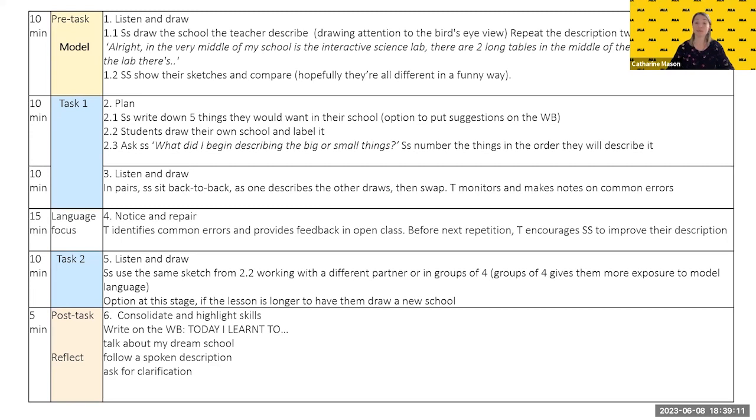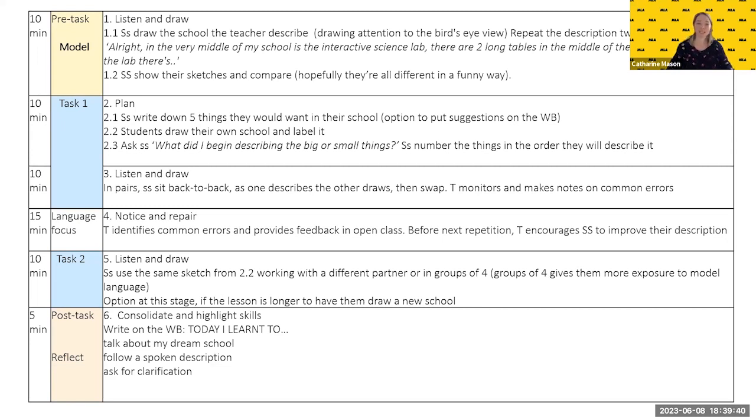And this is the input. The students then go on to the task stage, and they're planning. So they are generating their ideas, they're drawing their school, and then really thinking about how they're going to describe their school. And if this is one of the younger classes, you might want to help them think about, okay, when we're describing a plan for a school, where do we begin?